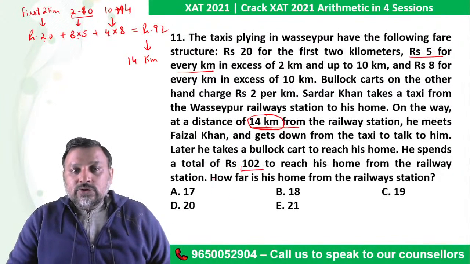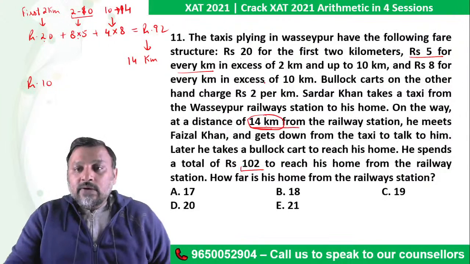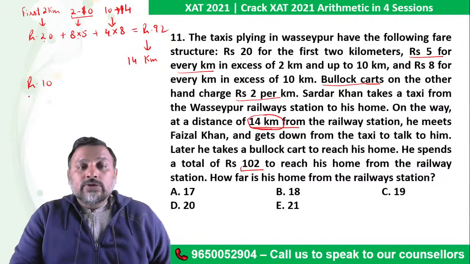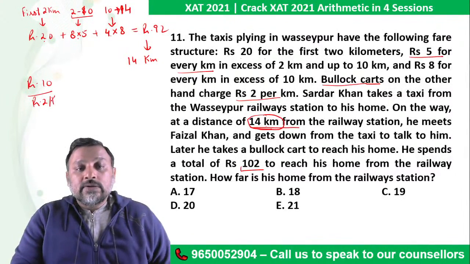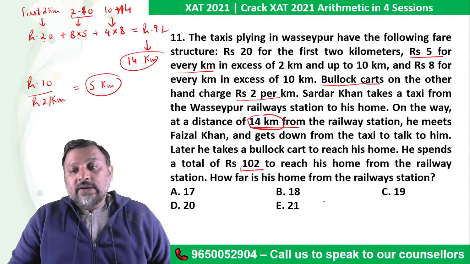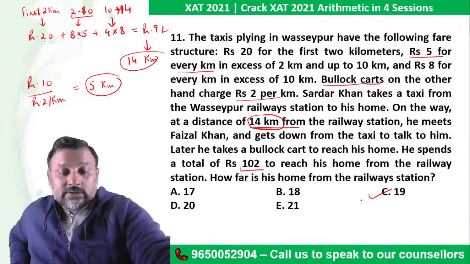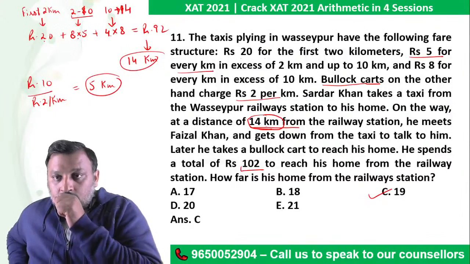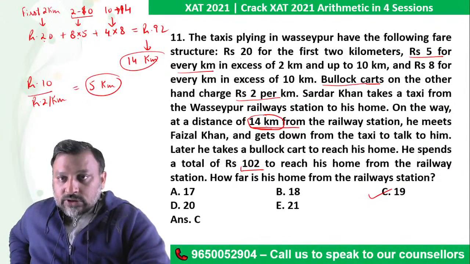Total he paid is this. So additional 10 rupees he paid for this bullet car, and the charge is rupees 2 per kilometer. So how many kilometers? 5 more kilometers. So total distance he travelled is C option, 19 kilometers. Abhishek and Manjusha got this correct. Very good, guys. Piyush also got this correct. Pooja, very good. It is C option.